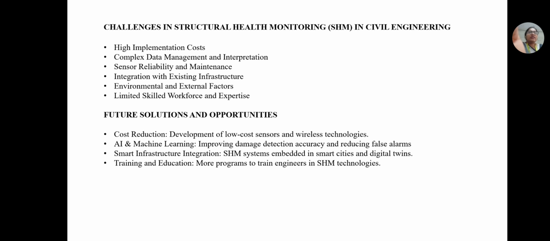We can use some strategies to avoid these challenges. Future solutions and opportunities: we can develop low cost sensors or wireless technologies to avoid these expensive problems. AI and machine learning can be developed to improve the damage detection accuracy. Smart infrastructure integration: structural health monitoring systems embedded in smart cities and digital twins. Some awareness can be given to all engineers about these structural health monitoring technologies. So these are some of the future solutions and opportunities to avoid these challenges.